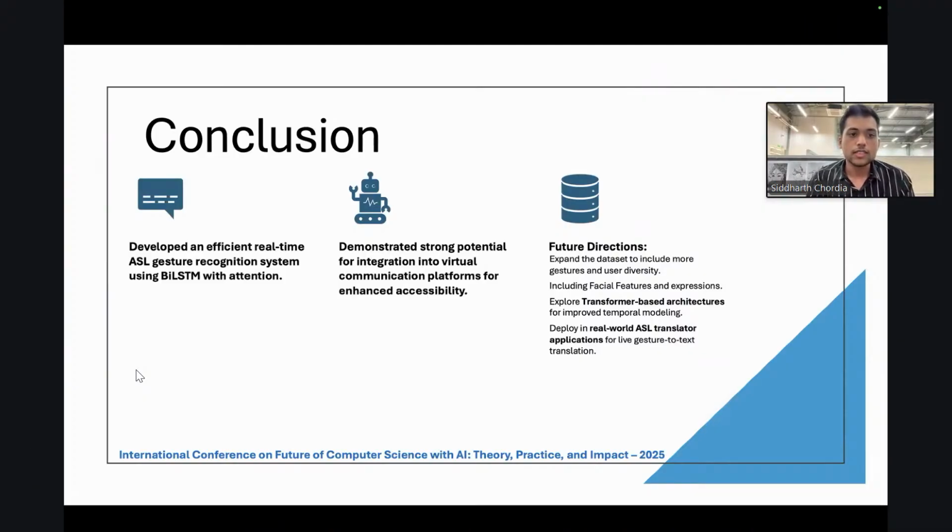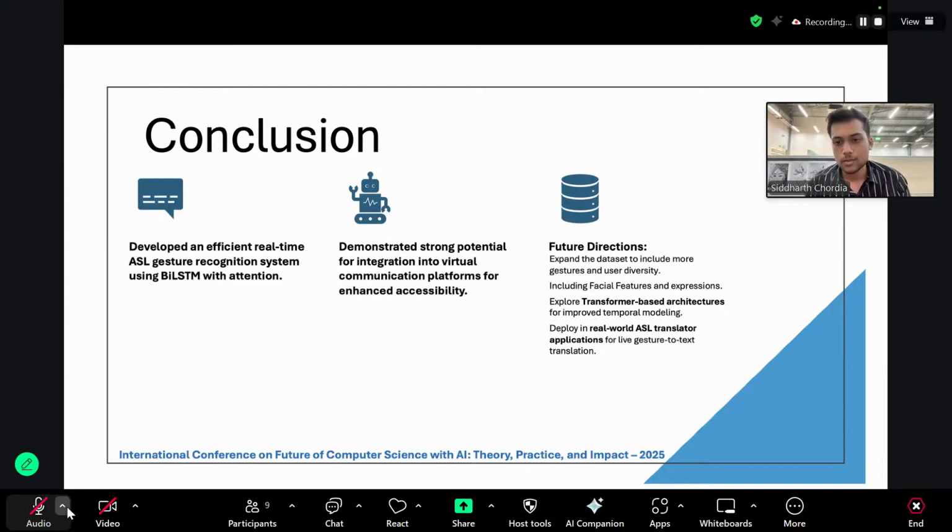So the conclusion is that we are developing a very efficient real-time ASL gesture recognition system, and in future we can also include facial features like expressions that the person is making while speaking. We'll also use transformer-based architectures to improve the accuracy of prediction and for temporal modeling, and we'll be able to deploy them in real-world ASL translation applications.